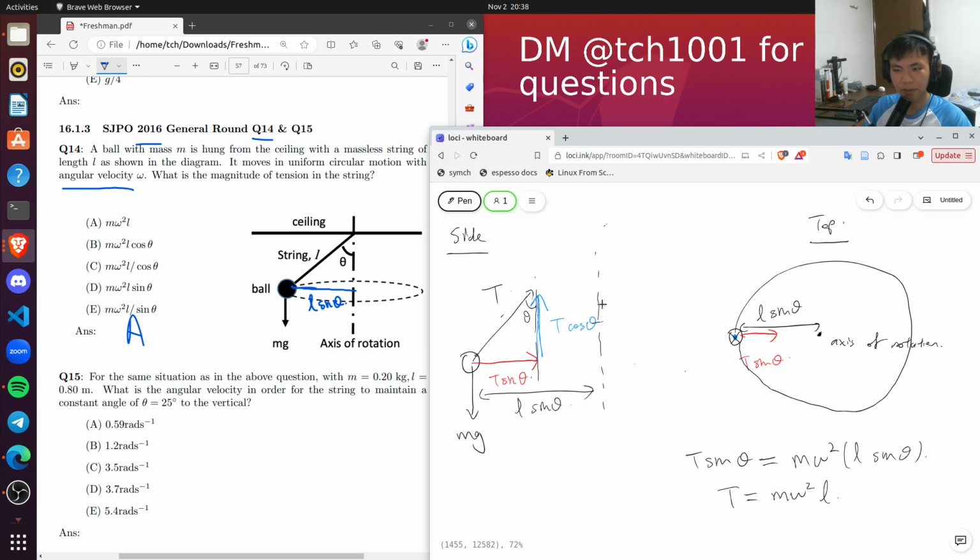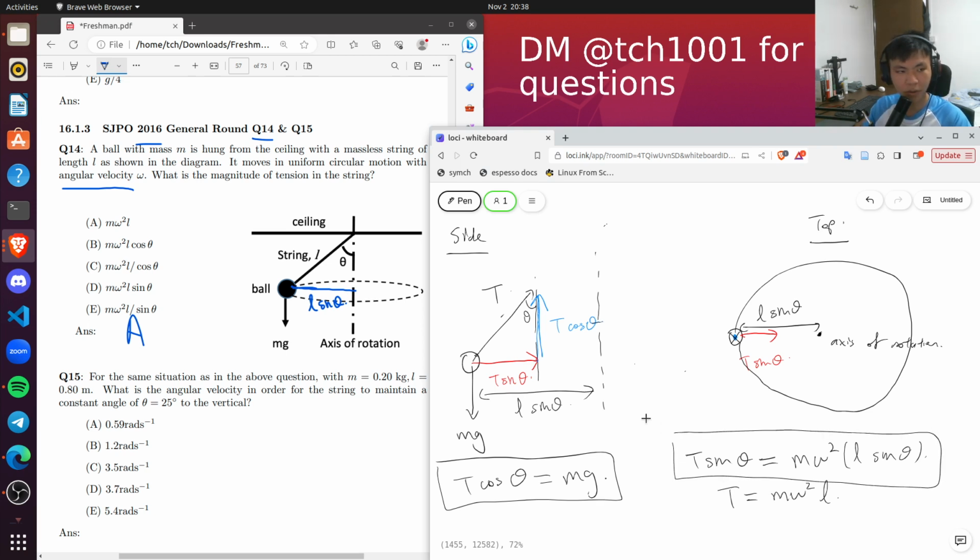If you really want to see, the side view is just a balance. For the side view, you can just balance the vertical forces: T cosine theta is mg. I'm just writing this down so that you can see the two equations to be more complete, but actually this equation is completely redundant in this question. Okay, so that's the tension in the string. So let's move on to question 15.